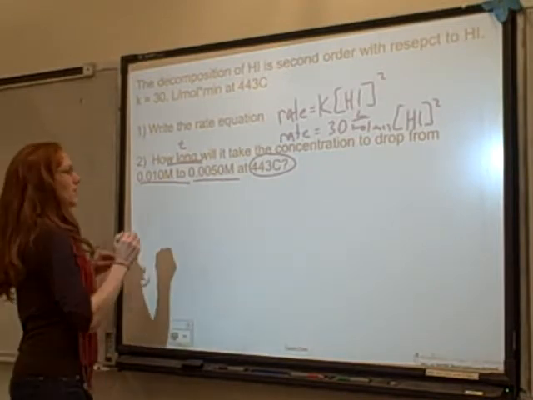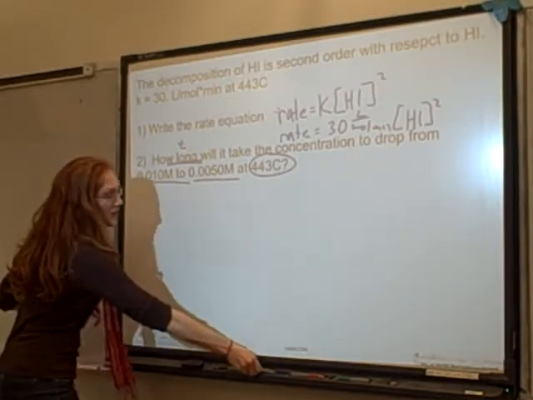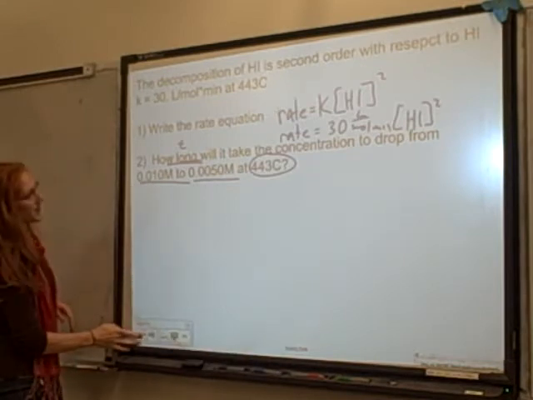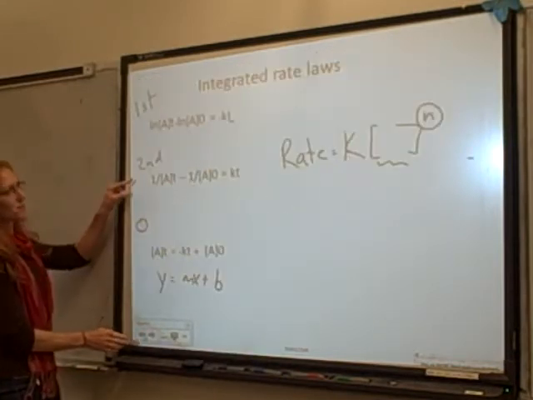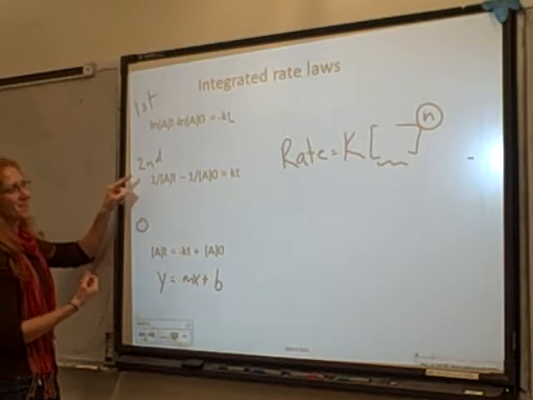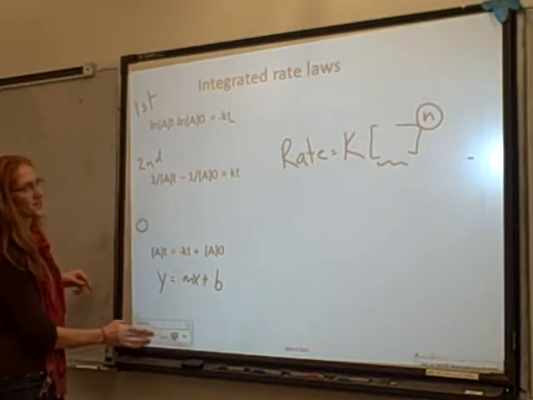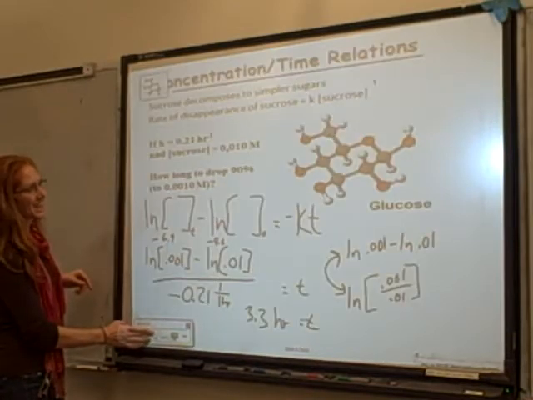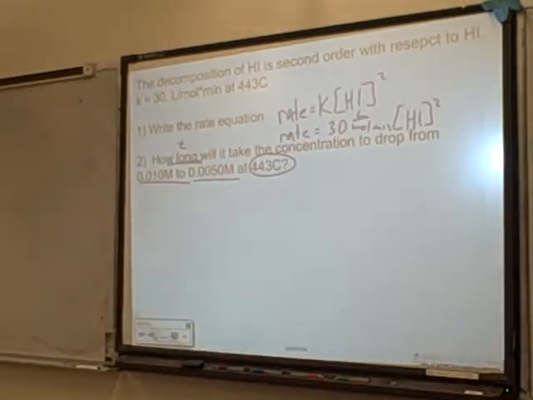Okay, so I know that I'm going to use the second order. So I'm going to use this guy, 1 over concentration after time, minus 1 over the initial concentration equals KT. I'm going to let Chelsea in and she's just going to hang out.